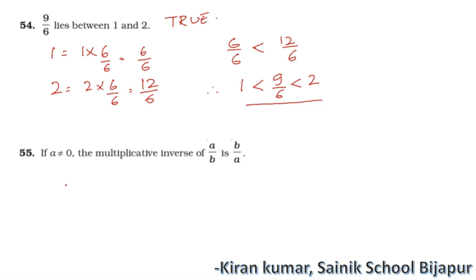If A is not equal to 0, the multiplicative inverse of A by B is B by A. This particular statement is a true statement. The reason is when A by B is multiplied with B by A, they get cancelled and we get the product as 1.